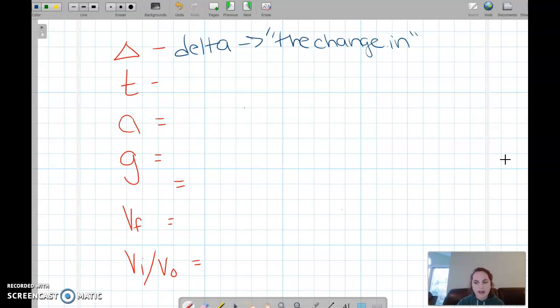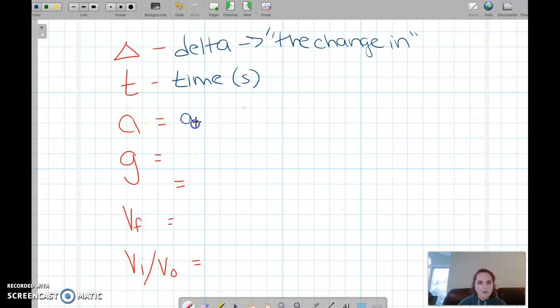All right, so you can have delta t, is what I meant to say, delta t, delta d, delta v, we might see that in acceleration. So all it means is the change in whatever variable follows afterwards. So you can have the change in velocity, the change in time, the change in displacement, all of that good stuff. All right, so talking about time, t is actually our variable for time. And we measure time in seconds.